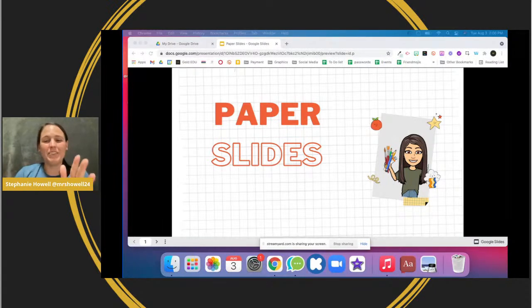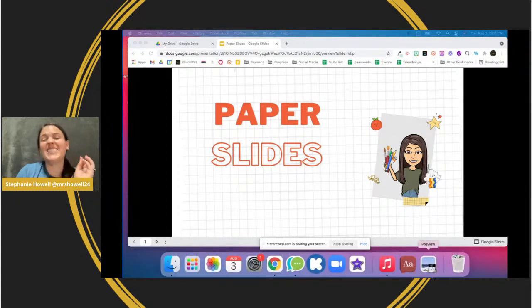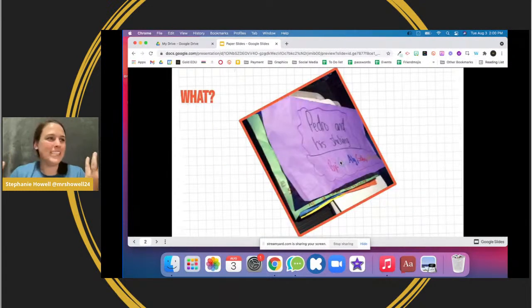But today I want to talk about paper slides because I found this in my Google Drive as I was cleaning. And I want to use this more throughout the school year this year. So it's a really quick and fun activity. It's low technology. So I think you're going to love it. So here it is. You're like, what is it? It's just paper. It's paper slides.